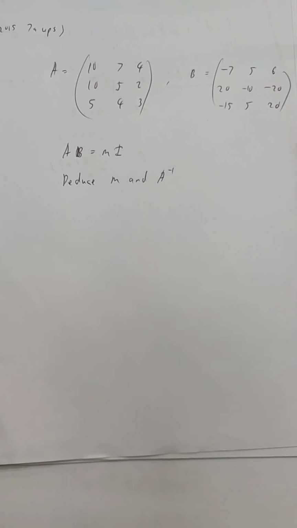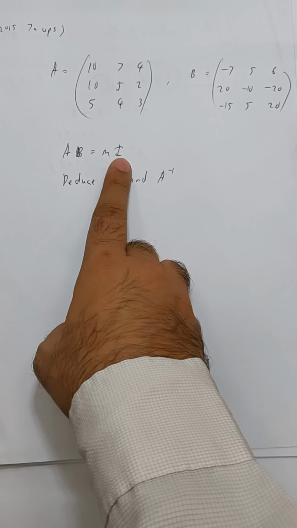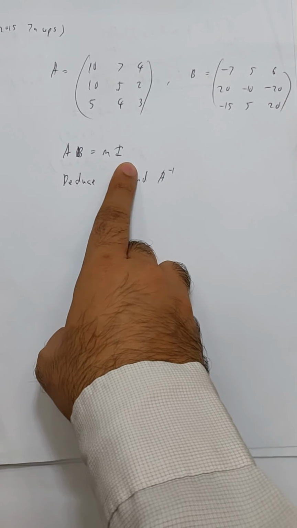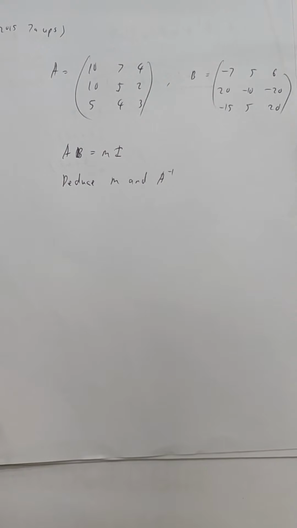Okay, some of you might have no idea. What can I say about AB equals to MI? Try and multiply A and B. What do you get? Press your calculator.